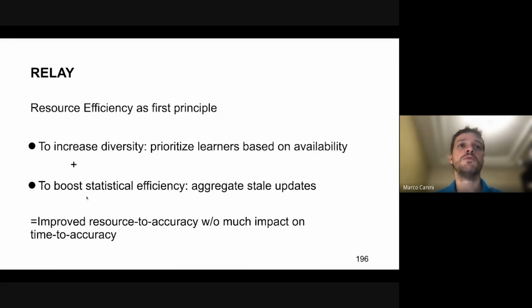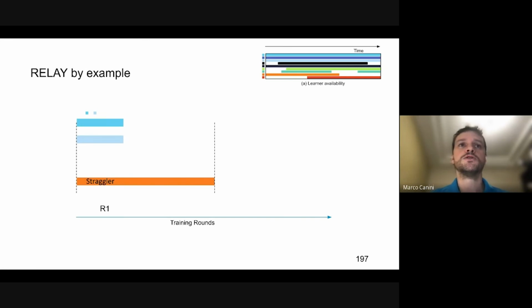Second, we try to boost the statistical efficiency. That is, we allow updates that are stale to still be considered and aggregated with some weighting mechanism. Once combined, these two techniques allow us to improve resource to accuracy without much impact on time to accuracy as well.